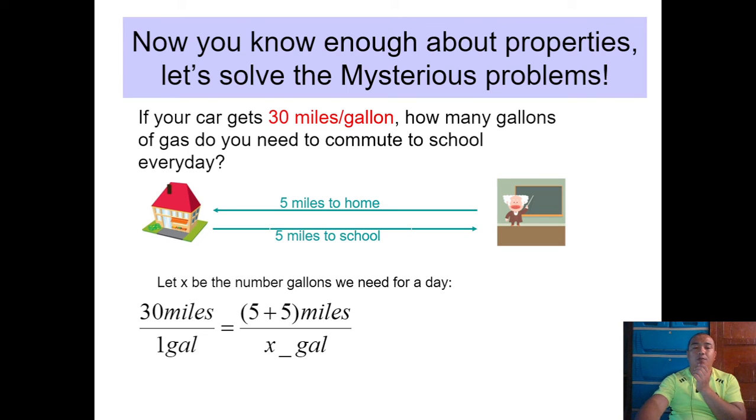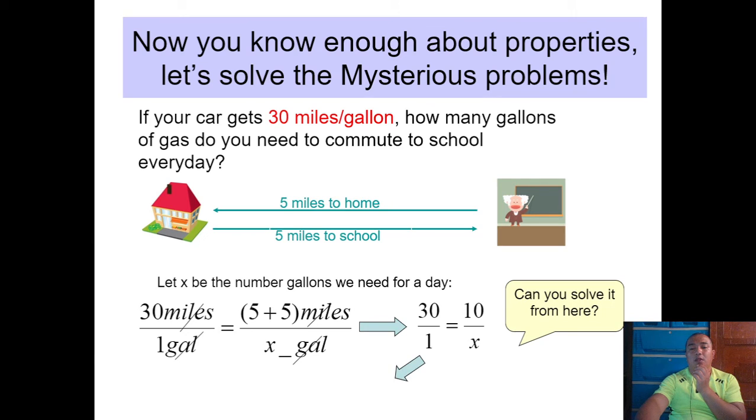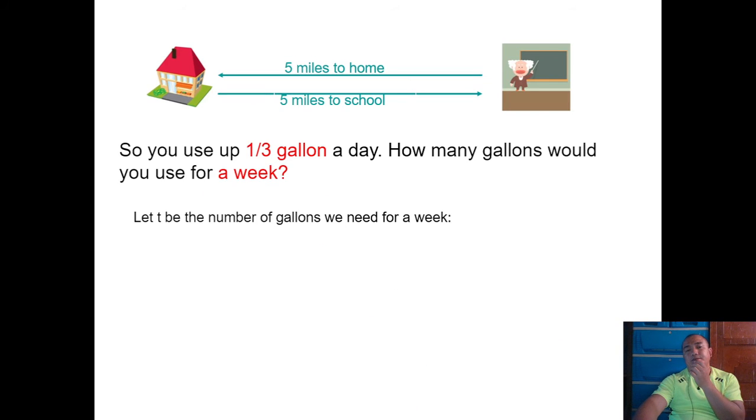So you can now use cross products. 30 over 1 equals 10 over x. So 30x equals 10. Yes, cross products. 30x equals 10. 10 divided by 30. 1/3. 1/3 gallon. So you need 1/3 gallon of gas to commute to school every day. So you use up to 1/3 gallon a day.